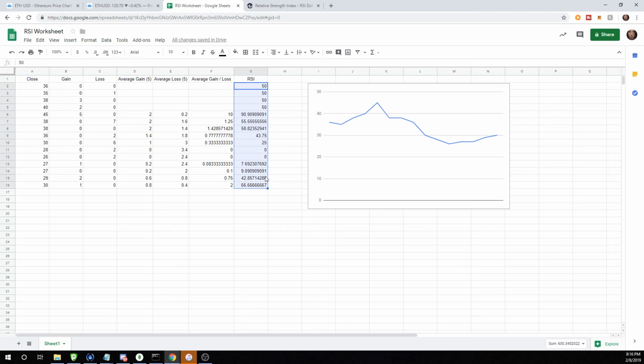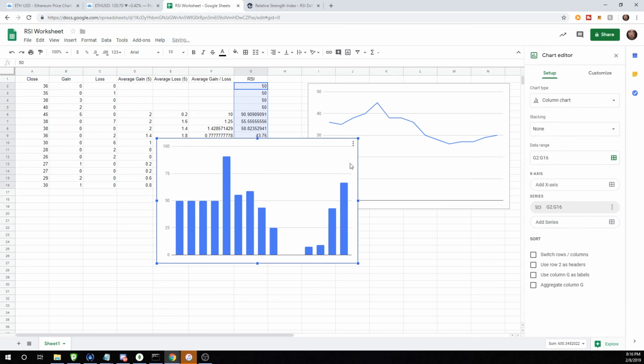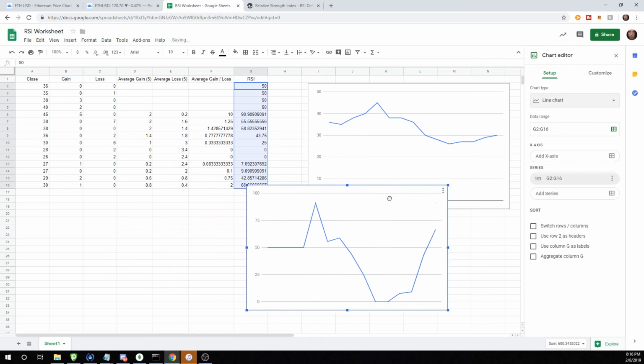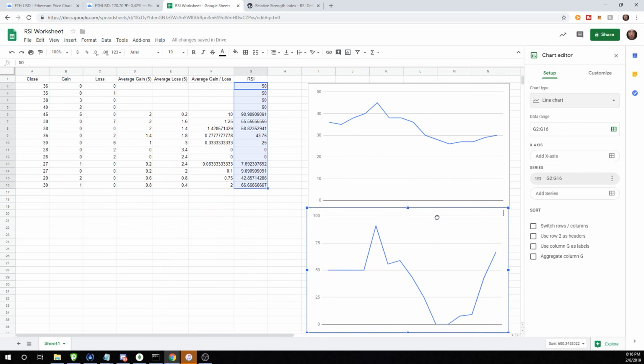Here's the RSI right here. We're going to plot this. We need to make this a line chart. Okay. What we can see is that when the chart was in an upward trend, the RSI was moving up towards 100. When the chart was in a downward trend, the RSI was moving towards 0.